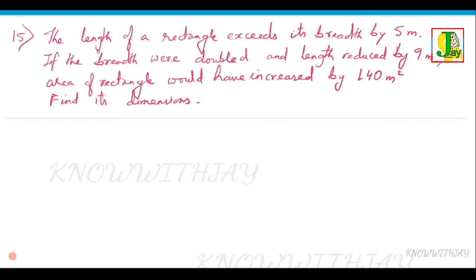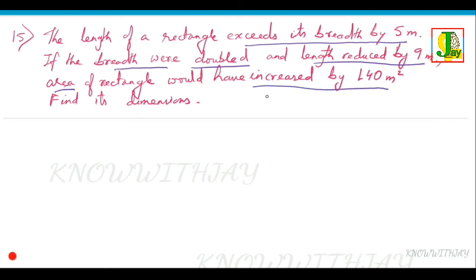This is a simple question where the length of the rectangle is given as 5 meters more than its breadth. Okay, so it exceeds the breadth by 5 meters. And there is a condition given: if the breadth were doubled, which is double breadth, and the length is reduced by 9 meters, then the area would be 140 meters square more than the previous one. Okay, so you have to find the dimensions. That means you have to find the length and breadth of the rectangle.